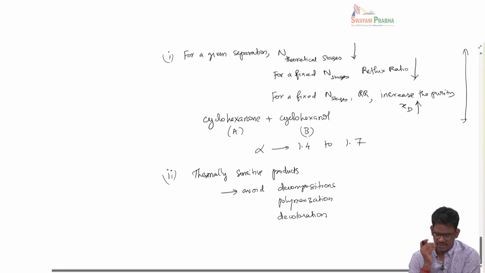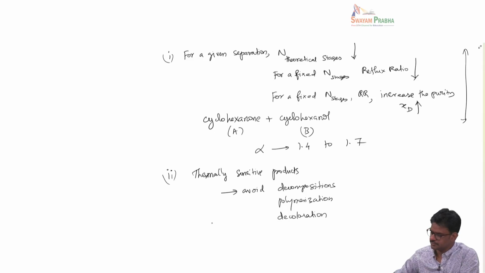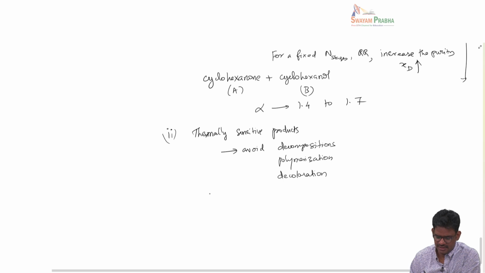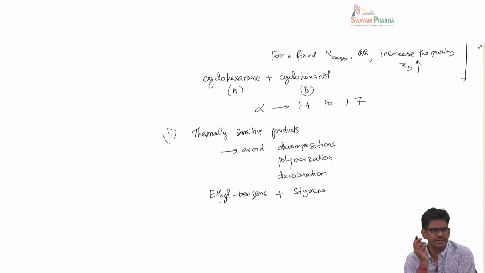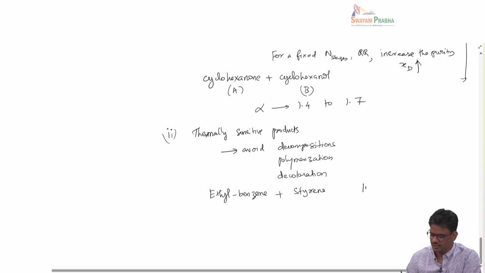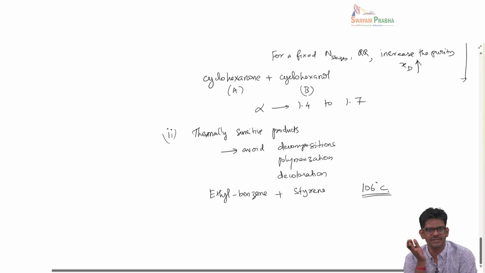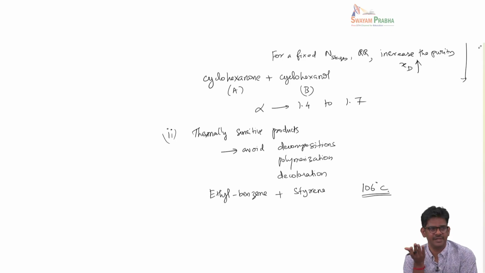Okay, one example can be the separation of ethyl benzene plus styrene. So styrene is a monomer, it can also polymerize easily. So when you try to separate ethyl benzene from styrene in atmospheric distillation, generally it is designed in such a way that the reboiler temperature is never more than 106 degrees Celsius. If you go to a higher temperature than this, then the styrene will polymerize and become polystyrene, which is undesired. Okay, this is in atmospheric conditions.